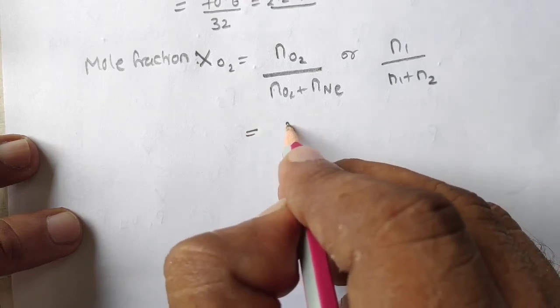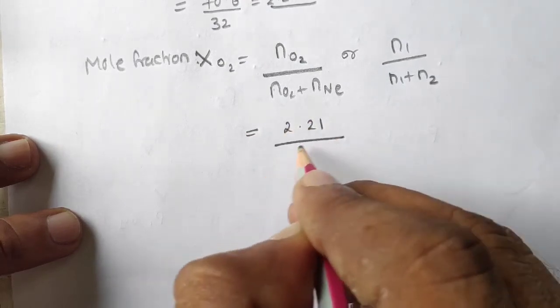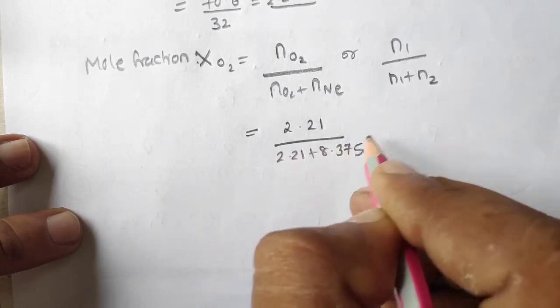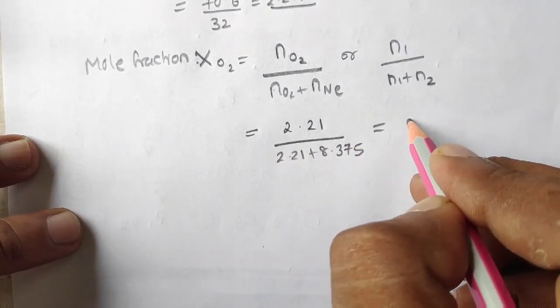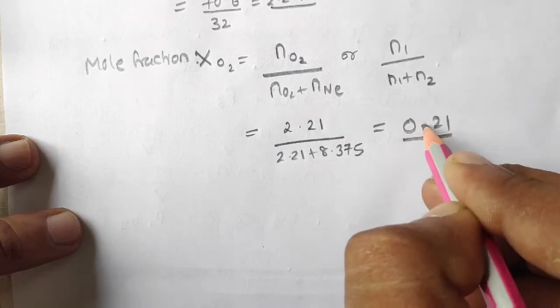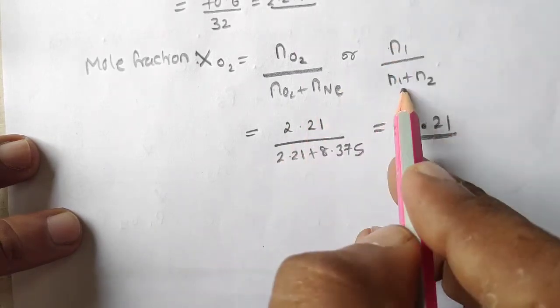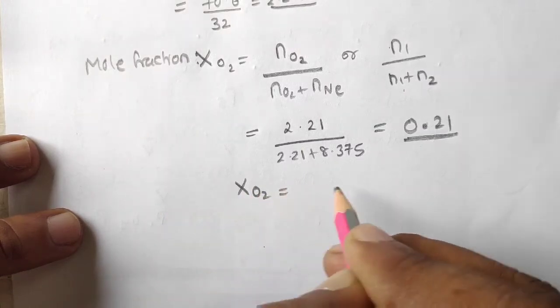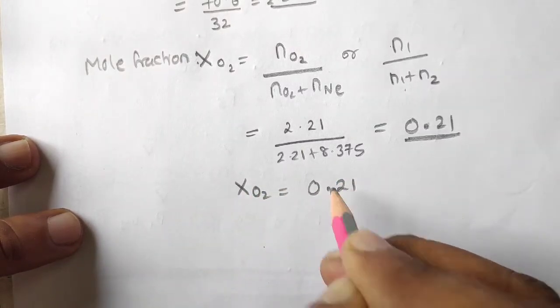So now we will just substitute the values. 2.21, the moles we got, upon 2.21 plus 8.375. So how much will it be equal to? 0.21. There is no unit for mole fraction because the moles get cancelled. So we got the mole fraction of oxygen, which is 0.21, right?